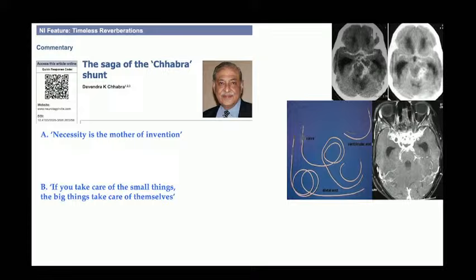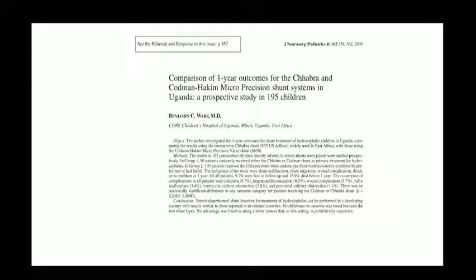So what happened was that it was being sold in India, it was being used in India, and it was just going on. But then Benjamin Warf from the Harvard Medical School went to Uganda to do some social service there. And he encountered a lot of children with hydrocephalus. And the Hakim Codman shunt was nearly $5,000 at that point of time. And he said, I cannot afford that. So he asked, is there any other shunt available in any part of the world which I can use? And then there was this Chhabra shunt, which was available for about 1,000 to 1,500 rupees at that particular point of time.